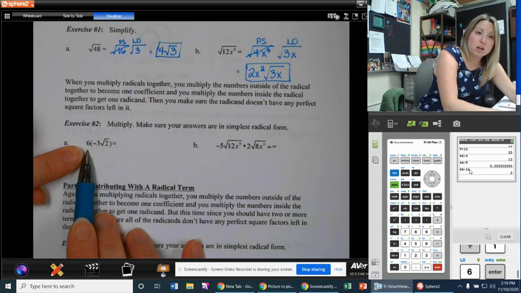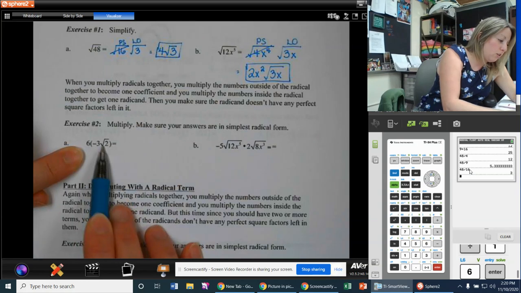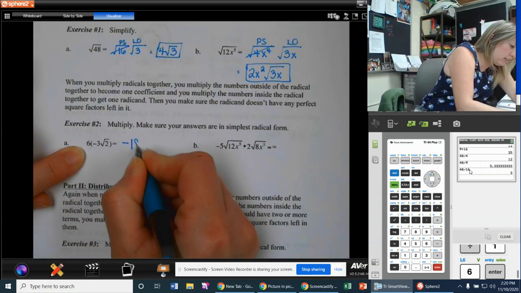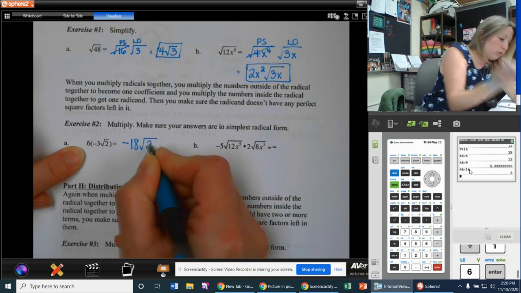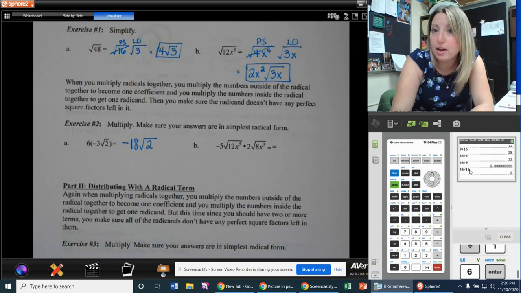This is the regular multiplying because we've just got an outside number times an outside number. That inside radical 2, that's going to remain. 6 times negative 3, that's negative 18 radical 2. Radical 2 is as simplified as it gets. Boom, you're done. Sometimes that happens, which is great.